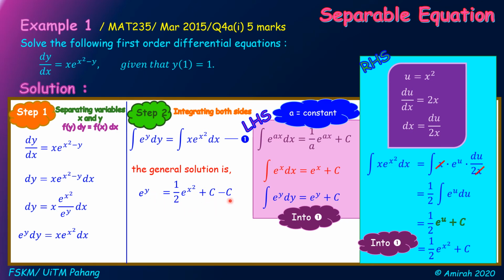We cannot move it here because we tend to simplify c here. So to be safe, we just put plus c on one side only. Okay, this is the general solution. But the question is given the initial condition. So we need to find the value of c after this, right?